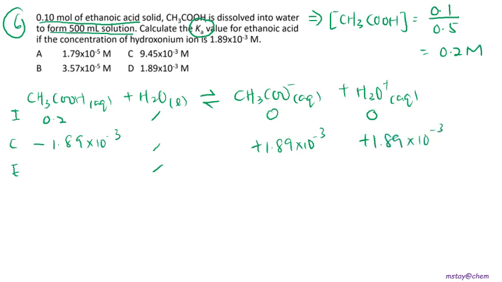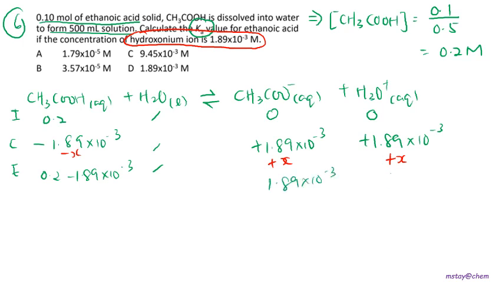Why is 1.89 exponent negative 3 not x? Because in here the question already mentioned the concentration of the hydronium ion is 1.89 exponent negative 3. So basically this is referred to as x. So press the calculator: 0.2 minus 1.89 exponent negative 3, 1.89 exponent negative 3, and 1.89 exponent negative 3.